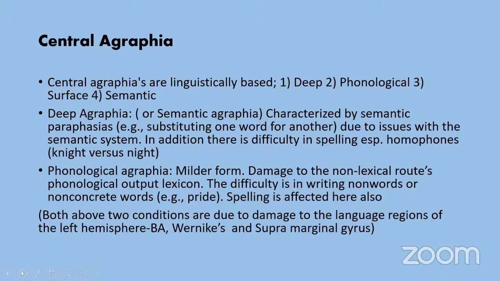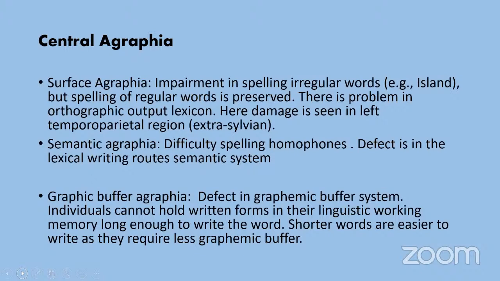Both these conditions are due to damage to the language regions of the left hemisphere, that is Broca's area, Wernicke's area, and the supramarginal gyrus. The third one is surface agraphia. There is impairment in spelling irregular words. You see island, I-S-L-A-N-D, but spelling of regular words is preserved. This is a problem in the orthographic output lexicon. Here damage is seen in the left temporoparietal region in the extrasylvian area.